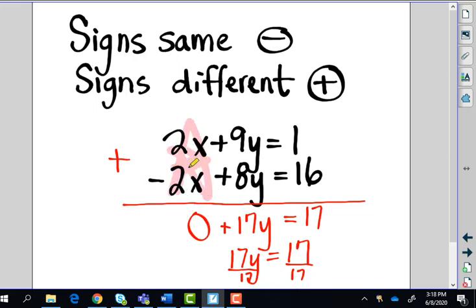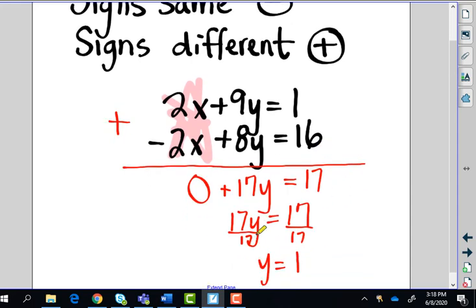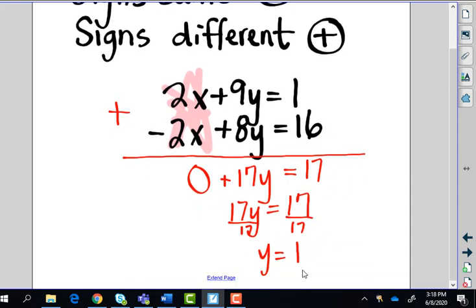I'm trying to do x here, but it's not working. Okay, they're going to eliminate each other. 9 plus y is 17. Just happens to be a coincidence equal to 17. So divide both sides by 17, you get y equals 1.